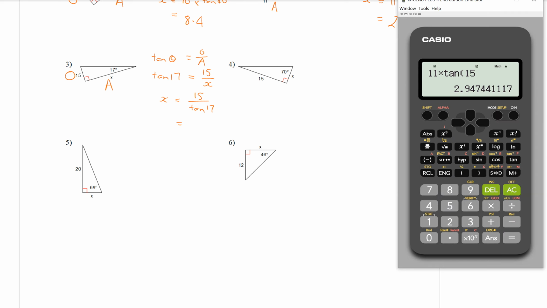We use our fraction button. 15 on the top over tan of 17. You need to close the bracket when we have the fraction in there. And that's 49.1. Good, we have to round that up because it's a 6.